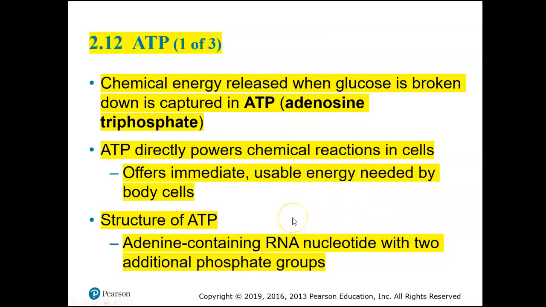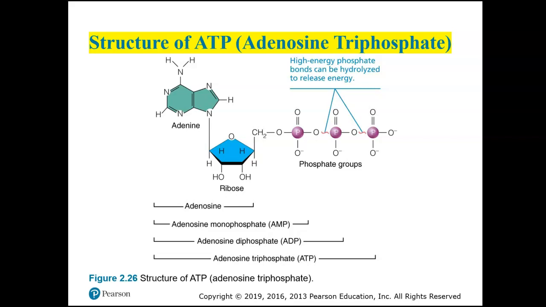And then our last section is on ATP. ATP is the molecule that we produce in our cells, and it is used for energy. The name of ATP is adenosine triphosphate, so that means that it has 3 phosphate groups attached to adenosine. ATP directly powers chemical reactions in cells. And it is produced during cellular respiration when glucose is broken down. Glucose is broken down, and that energy in those chemical bonds is used to produce ATP.